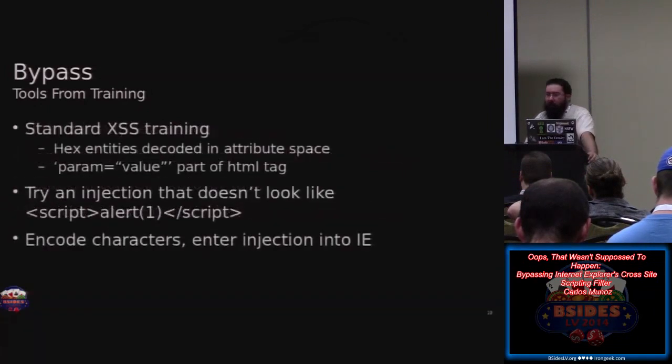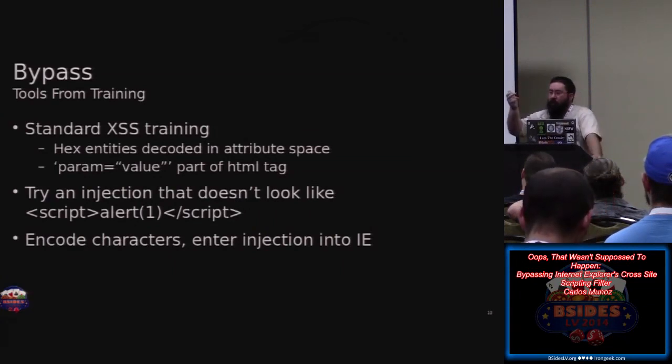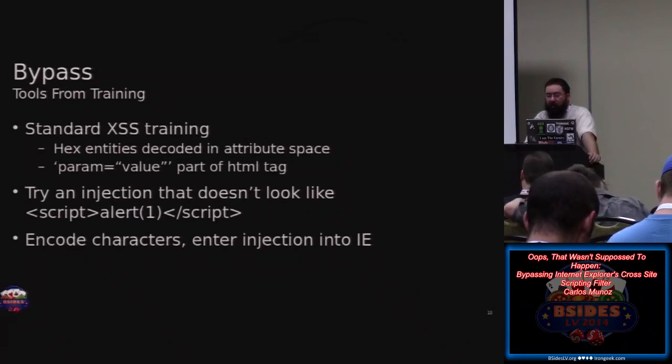So, as part of the standard cross-site scripting training at White Hat, we learned that in attribute space, hexadecimal encoded entities are automatically decoded by the browser. So for the two of you who do not know what that is, inside the definition of an HTML element, you have the angle brackets, the HTML element name, and then all the various aspects of that. And when we talk about landing in attribute space, we're usually talking about an injection landing somewhere in the value part of the parameter equals value pair.